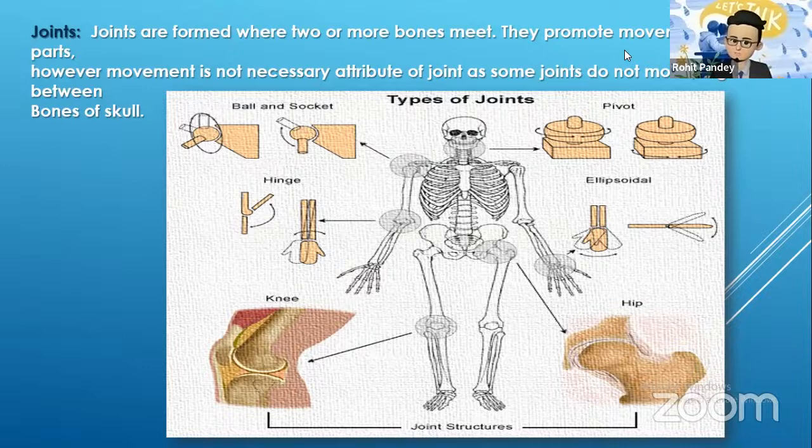They promote movement of body parts. However, movement is not a necessary attribute of a joint, as some joints do not move, like the bones of the skull, and that is a suture-like structure. It is like a joint, but there is no movement between them. You can easily understand with pictures.